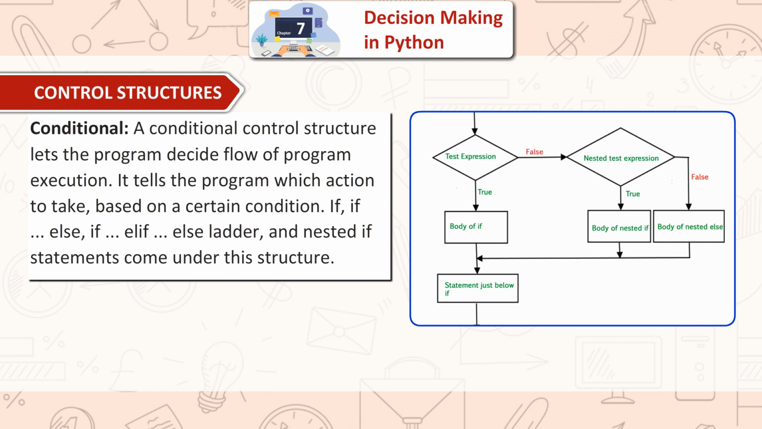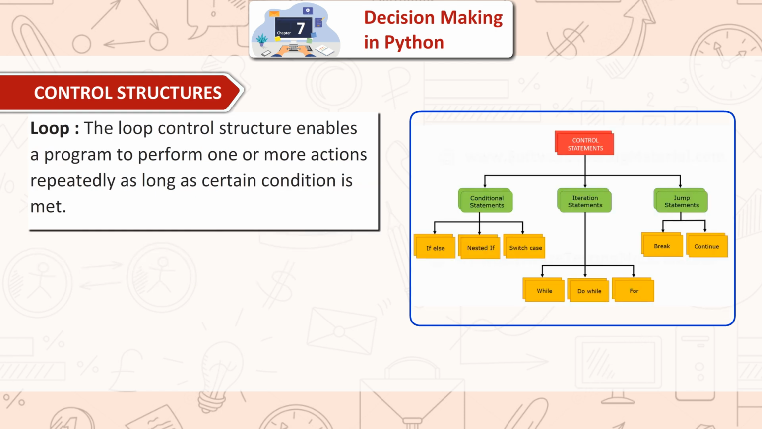Conditional: a conditional control structure lets the program decide the flow of program execution. It tells the program which action to take based on a certain condition. If-else, if-elif-else ladder, and nested if statements come under this structure. Loop: the loop control structure enables a program to perform one or more actions repeatedly as long as a certain condition is met.